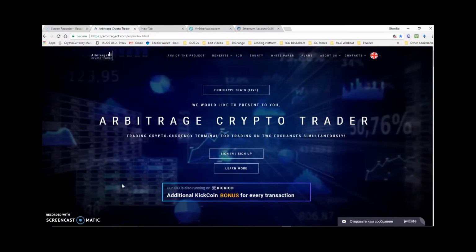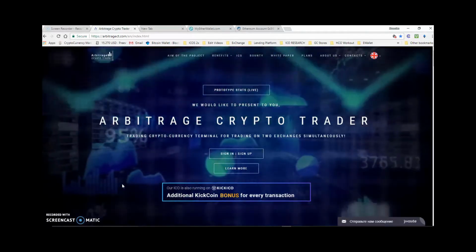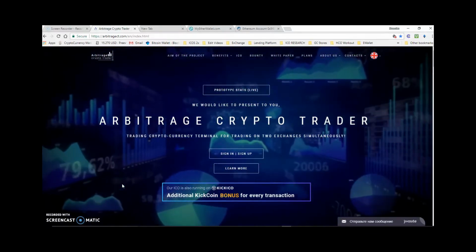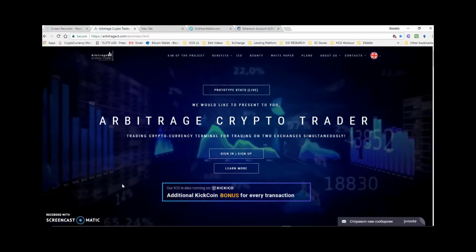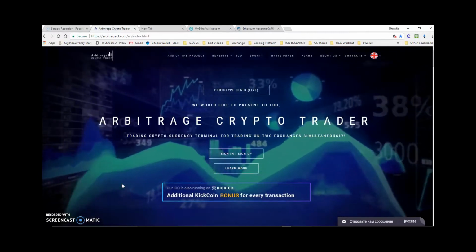I just want to go over another ICO that I am participating in. It is called Arbitrage Crypto Trader, and it's trading cryptocurrency terminals for trading on two exchanges simultaneously, and that's what arbitrage trading is.